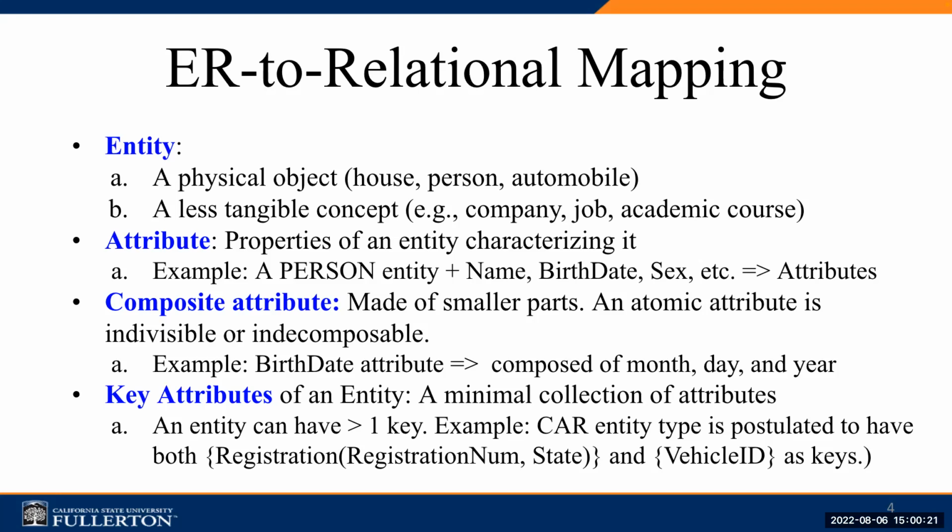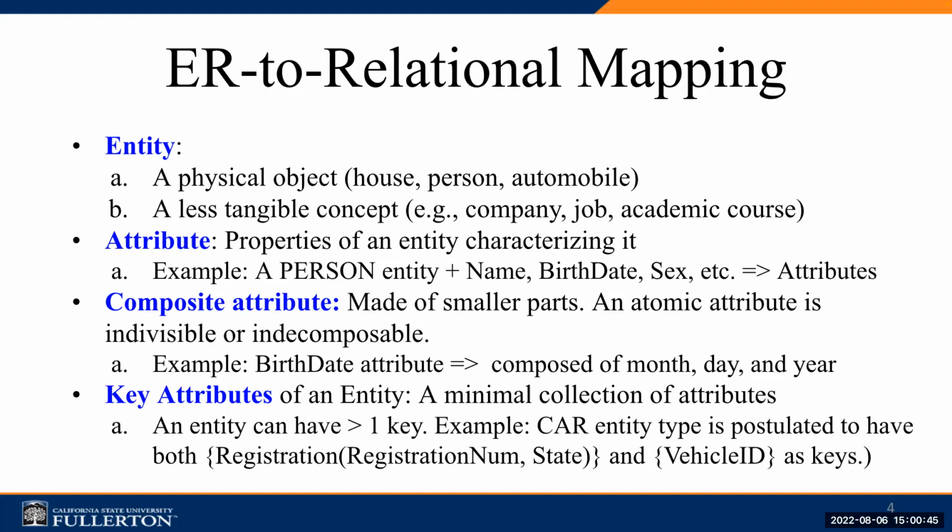Now, a composite attribute is one that is composed of smaller parts, and an atomic attribute is one that cannot be decomposed any further or cannot be divided any further. To give you an example, a date of birth attribute can be considered as a composite attribute because it is composed of the month, day, and year.